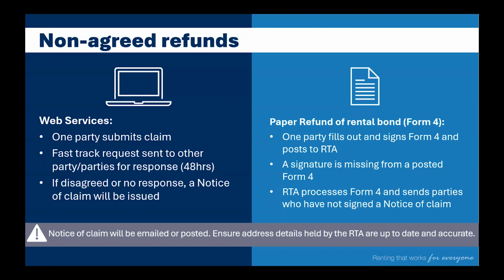If we receive a paper form that is missing signatures, we will process the form and email or post notices of claim to parties whose signatures are missing. Now, parties have 14 days to respond to the notice of claim. They can agree to the claim by signing the NOC and returning it, or if they wish to dispute the claim that has been made, they must submit a Form 16 to the RTA within the 14-day period.